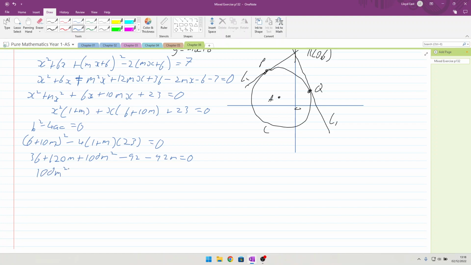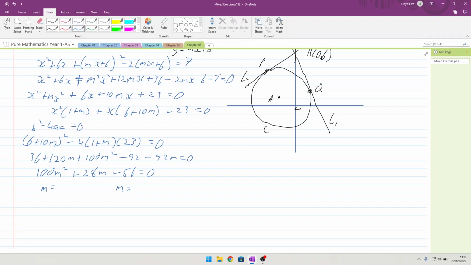100m squared plus, 120 take away 92 is 28m, and then 36 minus 92 is minus 56, and that equals 0. Okay, solving that for m, because that's what I'm looking for in terms of y equals mx plus c.